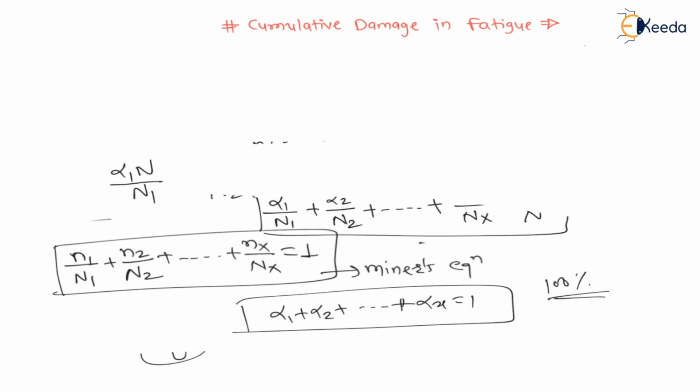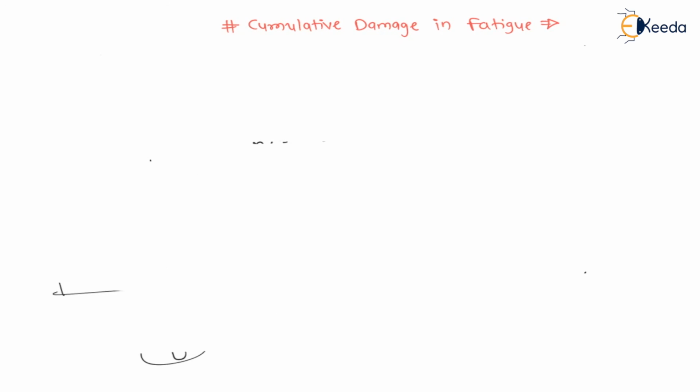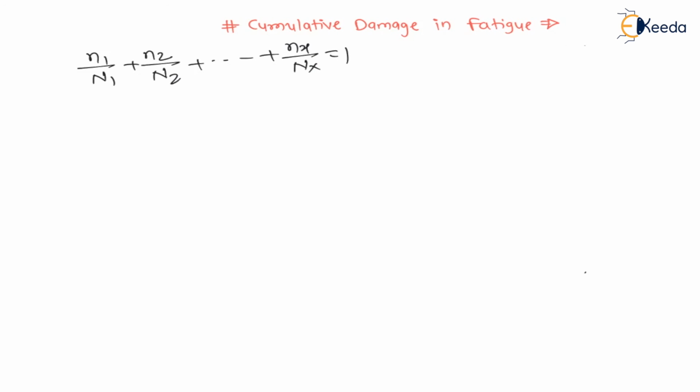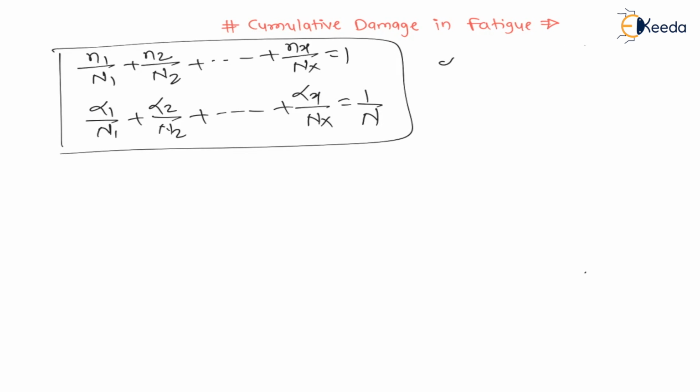Therefore, for cumulative damage in fatigue, what are the Miner's equations? Small n1 divided by capital N1 plus small n2 divided by capital N2 plus so on plus small nx divided by capital Nx is equal to 1. This is the first equation. The other equation is alpha 1 divided by capital N1 plus alpha 2 divided by capital N2 plus so on plus alpha x divided by capital Nx is equal to 1 upon capital N. These are the two Miner's equations where alpha 1 plus alpha 2 plus so on is equal to 1, right?